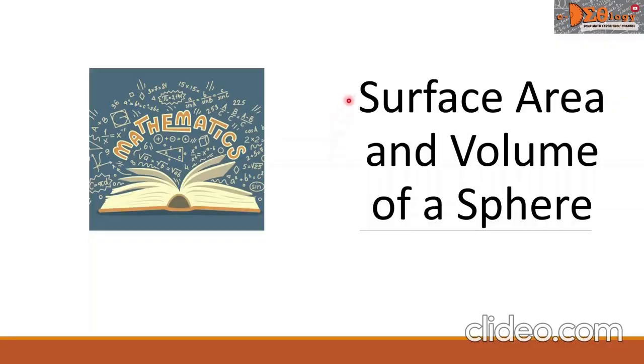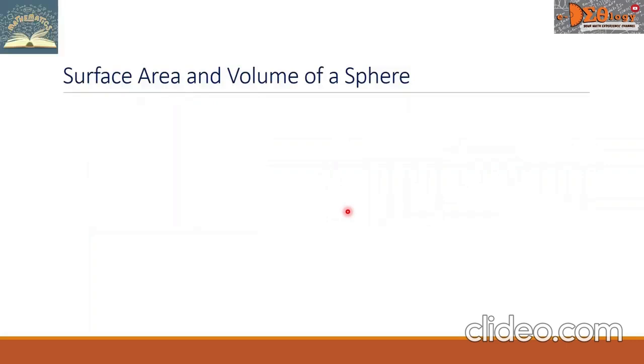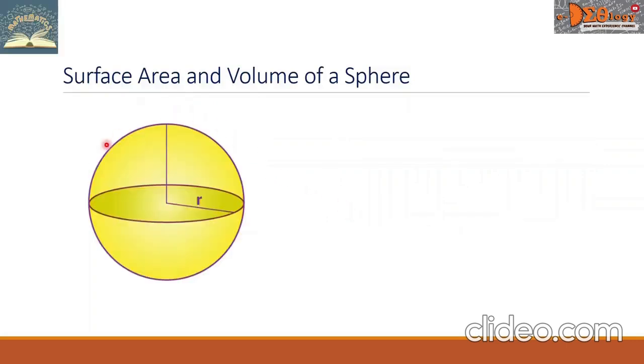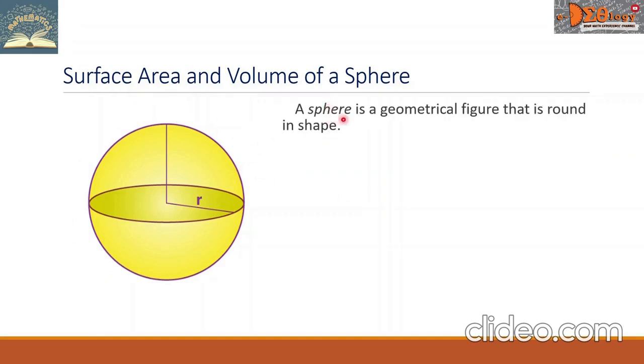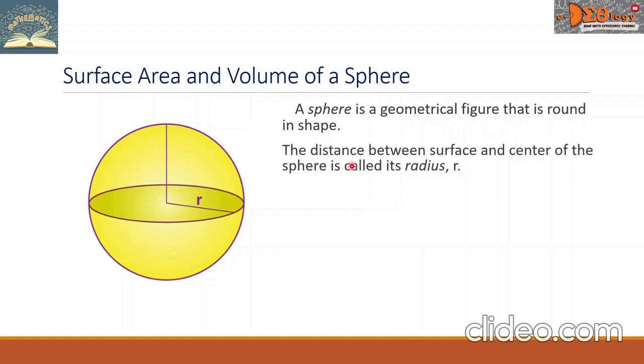Today we're going to study surface area and volume of a sphere. This is a picture of a sphere. A sphere is a geometrical figure that is round in shape. The distance between surface and center of the sphere is called its radius, r.